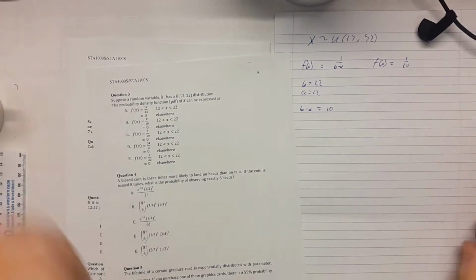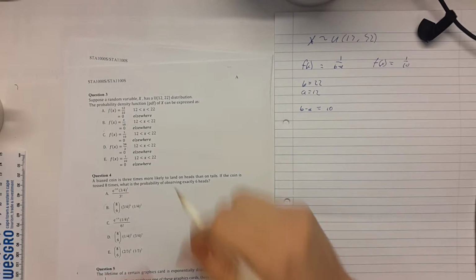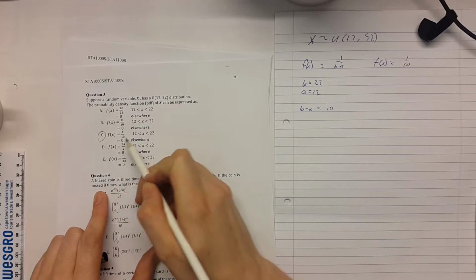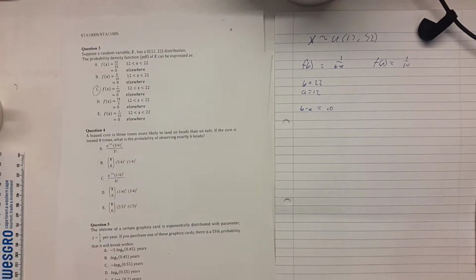Now, do we have that as an option? Yes, we do. Sorry, I've just left my pen. There we go. So, there you go. C is our answer, 1 over 10. Perfect. Now moving on to question 4.